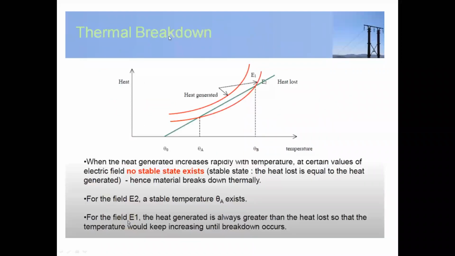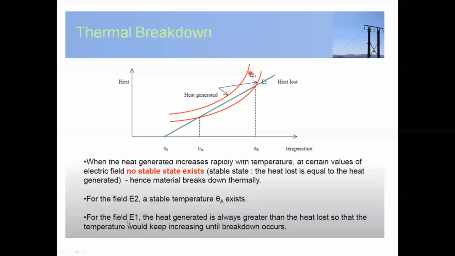Then next, thermal breakdown. All of you draw this diagram on the graph. This graph shows the relation between heat versus temperature. Here this green line is called the heat loss line. And this line E1 is the heat generated because of electric field E1. E1 is called the electric field of high voltages, compared to E2, which is somewhat less voltage.